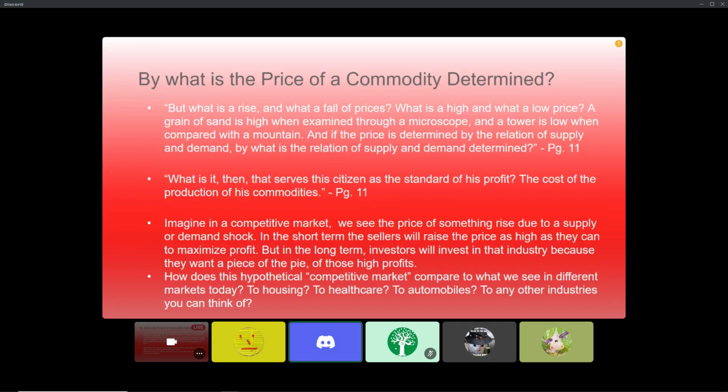which Marx calls in later parts of his works the tendency of the rate of profit to equalize. But how does this hypothetical competitive market compare to what we see in different markets today?